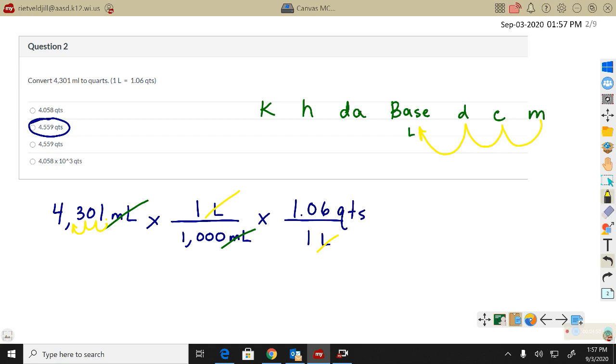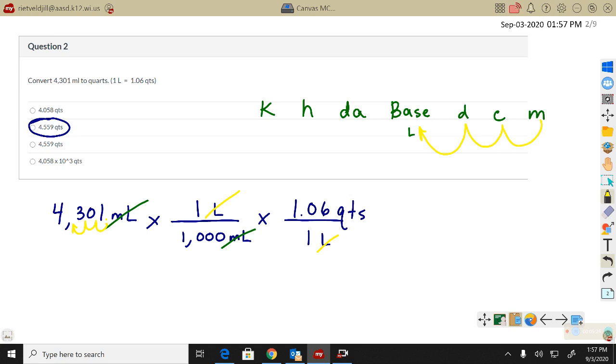So I'm looking for something that's a little bit larger than 4.3-ish liters. And so quarts, yeah, like 4.559 sounds pretty darn good. Now, with sig figs, you don't have to worry, in this case, about going to 3 significant figures because this 1.06 quarts was in 3, and we're doing multiplication and division.